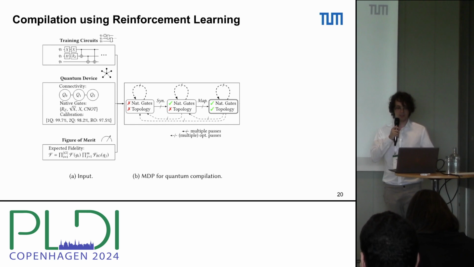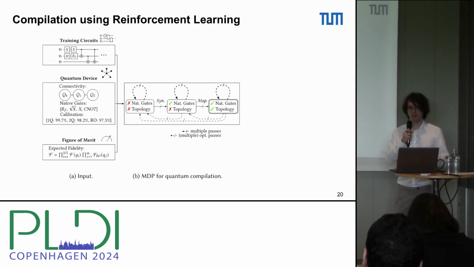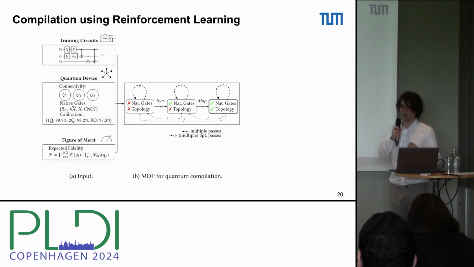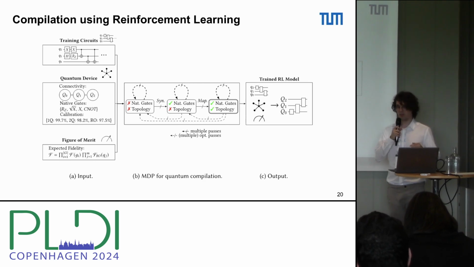In this reinforcement learning model, we train it using a large set of different circuits for different quantum devices using some figure of merit. In our case, we use as a figure of merit the expected fidelity. And after training, we end up with a reinforcement learning model that can compile for this specific device a large number of different circuits.